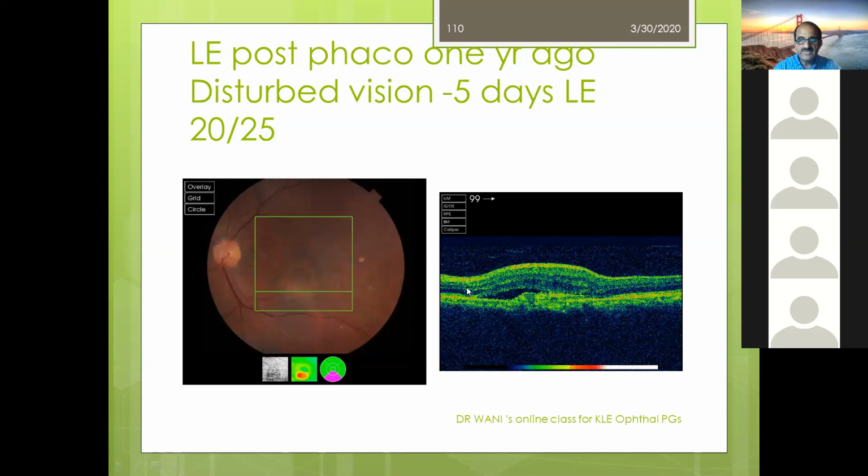Then we did his OCT, and you can see that there is subretinal hyperreflectivity, and you can see that there is subretinal fluid. This fluid was not very visible, but we could make out definitely that there is a grayish elevation here, or a little darkish elevation here.